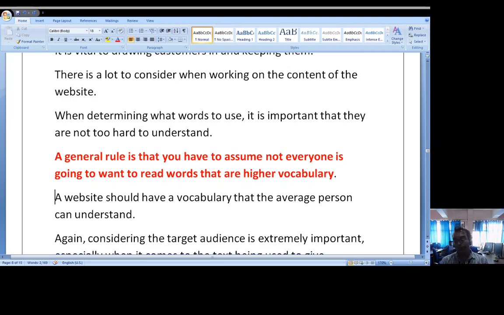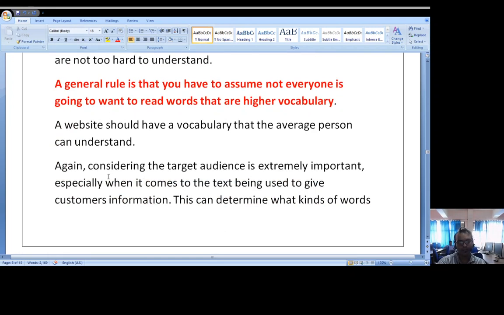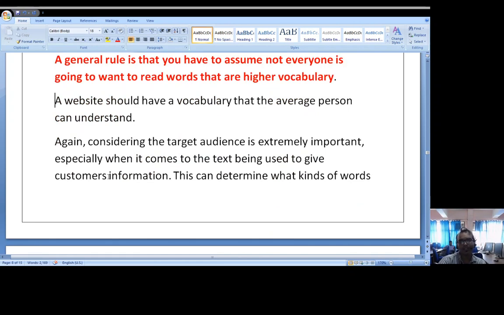So one needs to be very precise on our website web page that we are dealing with the common man. We need to consider the IQ level as well as the understanding of English vocabulary of that common man. We need to use words that the average person is going to understand. Now let's move ahead. Again, a website should have a vocabulary that the average person can understand. That's the most important point we have discussed.